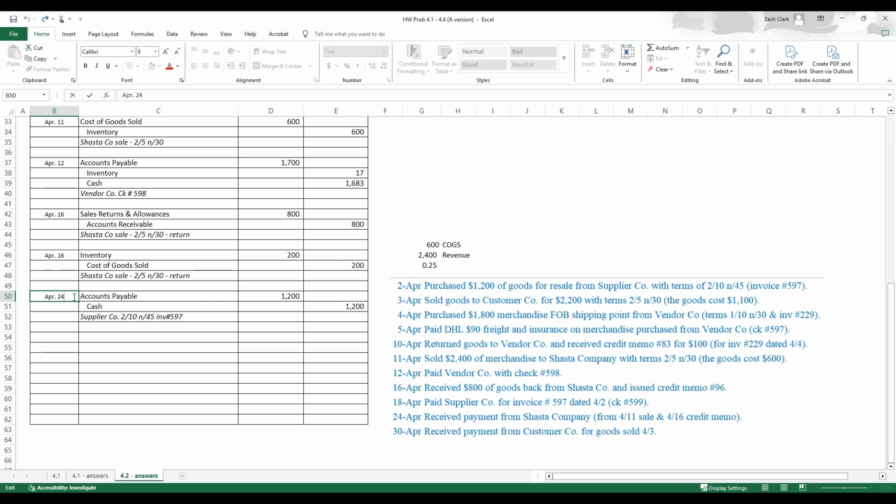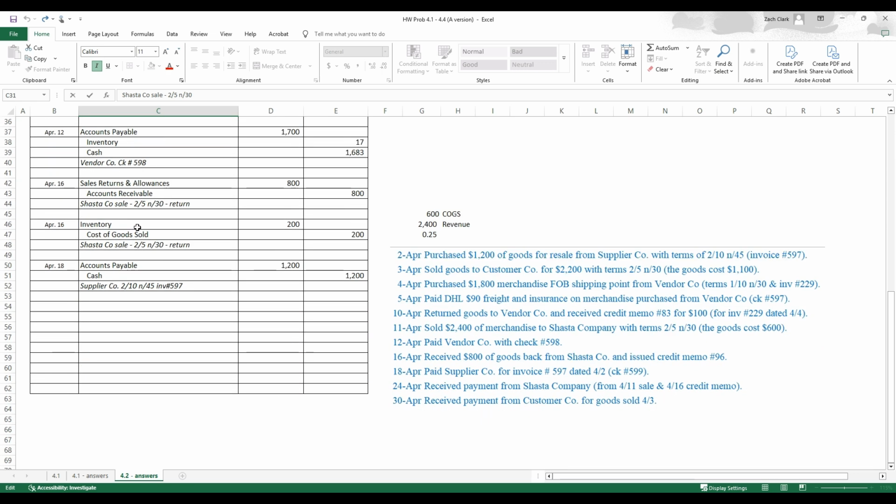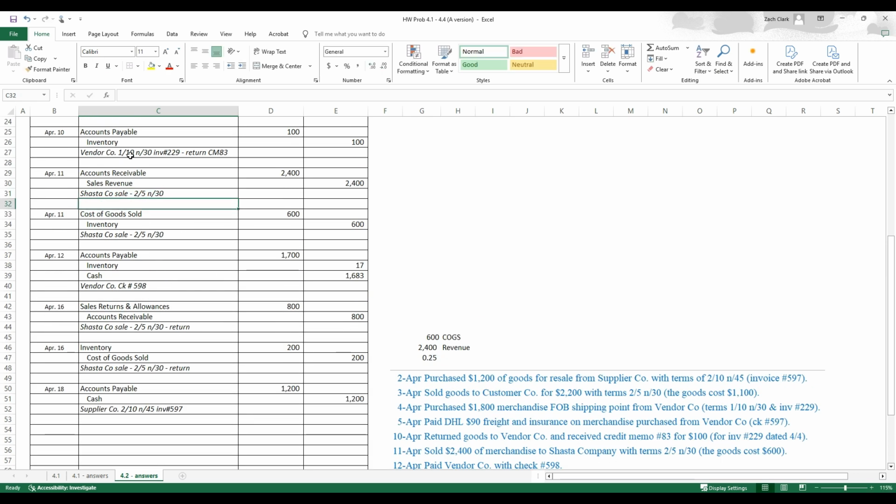Wait, did I do the wrong date? I did. That was the 18th, sorry. Now on the 24th, we received payment from Shasta Company from 4/11 sale and 4/16 credit memo. So let's go back and look at those. So on we made this sale, and if they paid us within 5 days, we would provide a 2% discount, but they're paying us on the 24th, so that's 13 days later, so they don't get to take a discount. So we're just going to get rid of this accounts receivable here.